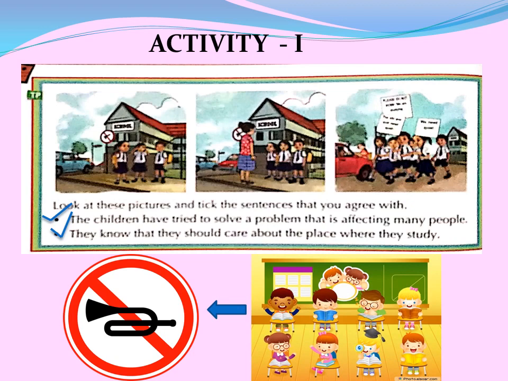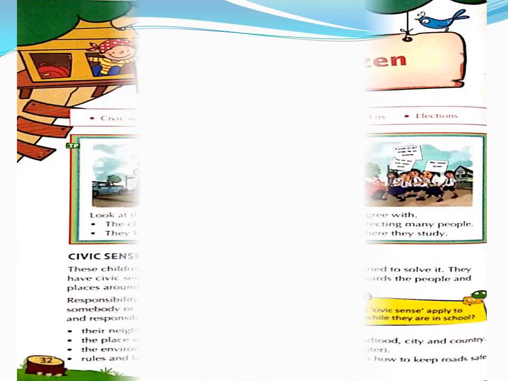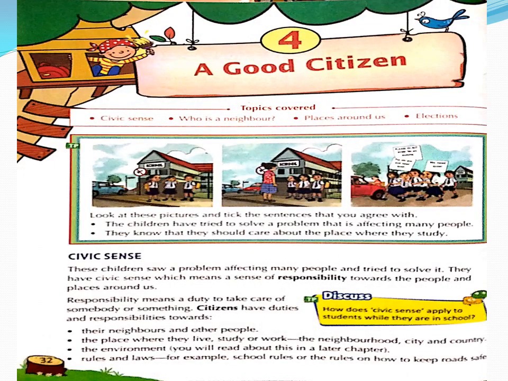Now we will move towards the text. Civic sense. These children saw a problem affecting many people and tried to solve it. So there are some children who are suffering from a problem and they can understand the problem, and that is why they are trying their best to solve it. It is not only their problem but a problem for so many people. They have civic sense, which means a sense of responsibility.